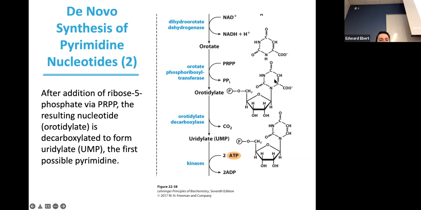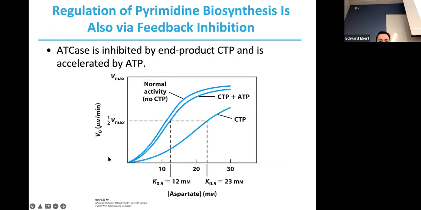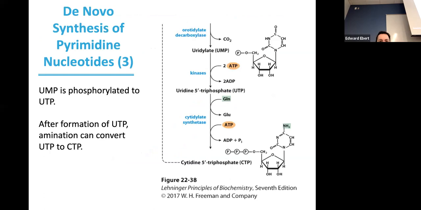And then once the orotate is on there, we will further modify the orotate into either cytidine or thymidine or uridylate. Actually, do uridylate first. So UMP gets phosphorylated to UTP, and then we can convert UTP to CTP, and I think TTP should be in there somewhere as well, right?